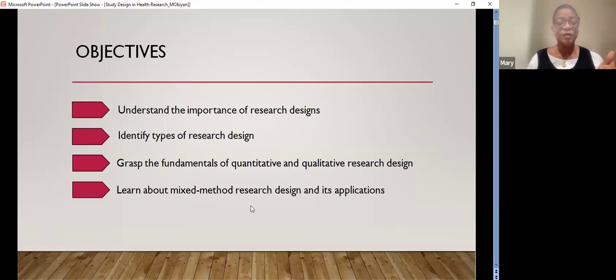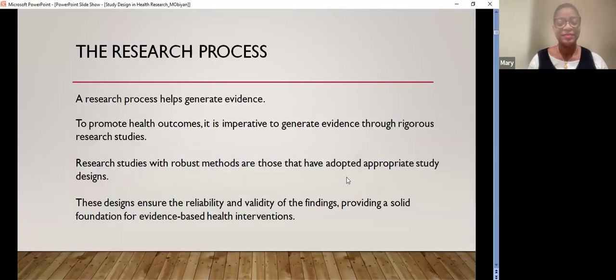I tried to make it structured so that we are sure that we're covering what we should cover. I'll be going through 4 key areas, and these are the objectives guiding my discussion today: understanding the importance of research designs, identifying different types of research design, grasping the fundamentals of quantitative and qualitative research design, and learning about mixed method research design and its applications.